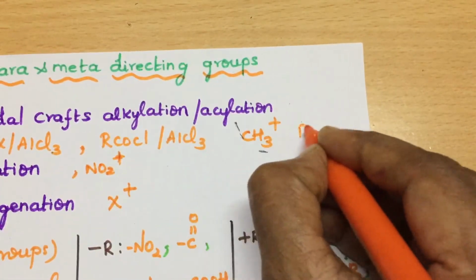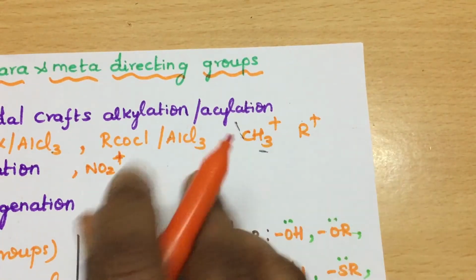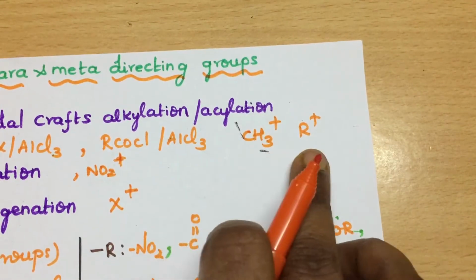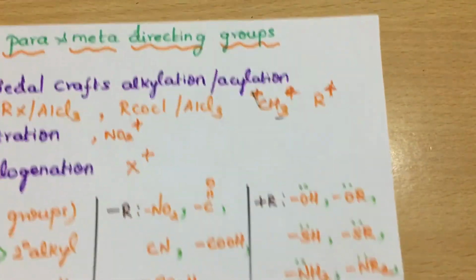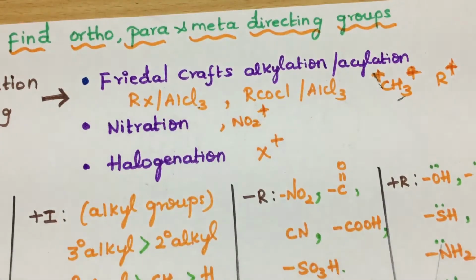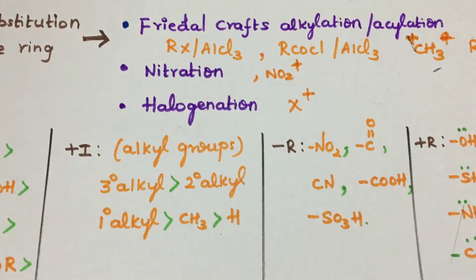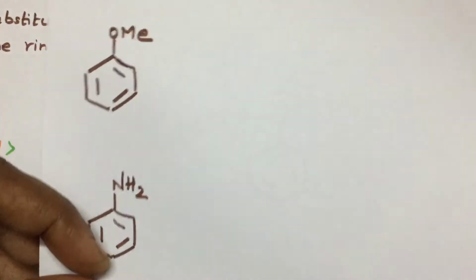In Friedel-Crafts alkylation it is R plus. Okay, if you use methyl chloride it is methyl plus. It's a carbocation. The plus charge is on the carbon. Okay, so these are the electrophilic substitutions, and these kinds of questions you will always see in all competitive exams, even in your board exams.